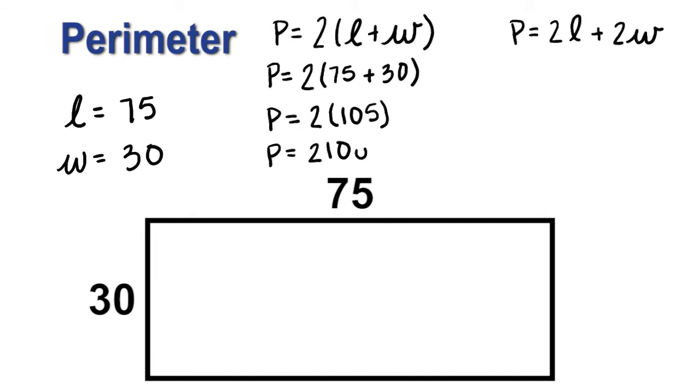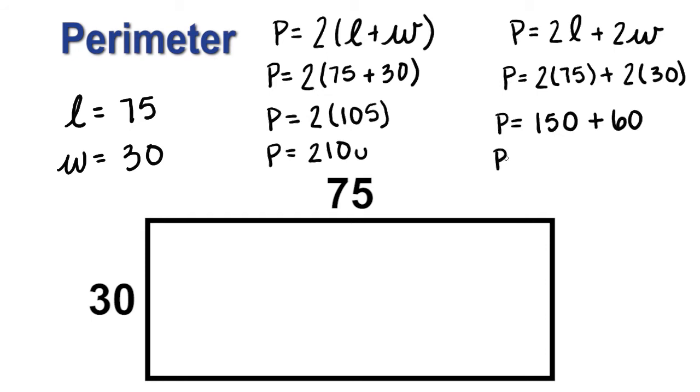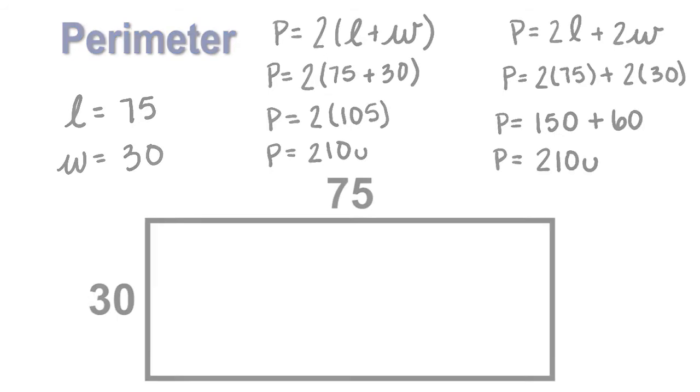Let's now evaluate the second expression. Substitute the variables for the given values. The expression reads perimeter equals 2 times 75 plus 2 times 30. Perimeter equals 150 plus 60. The perimeter equals 210 units. Both expressions yielded the same perimeter of 210 units.